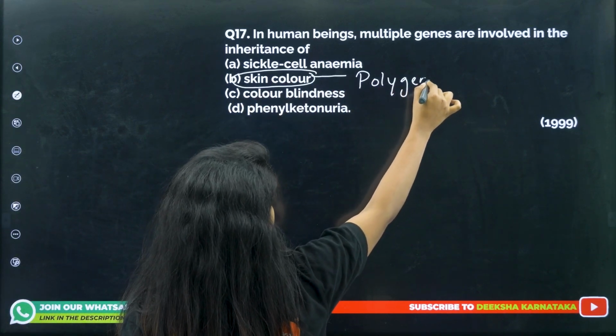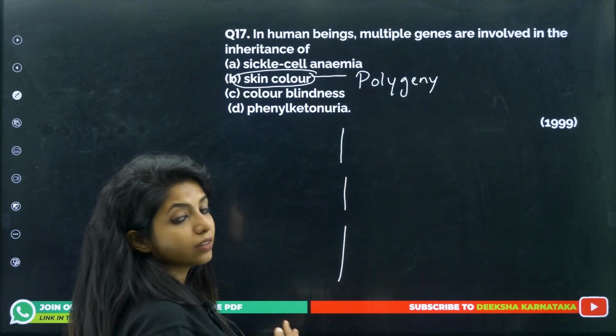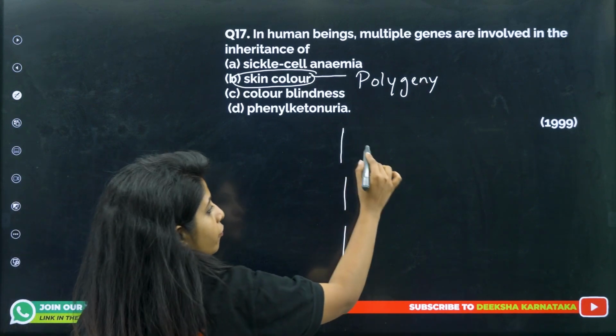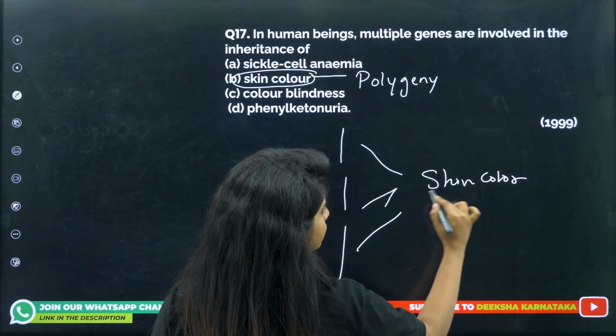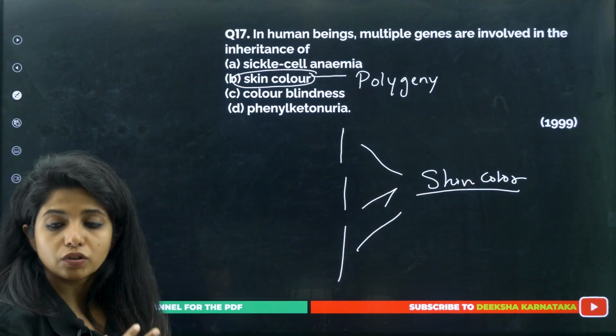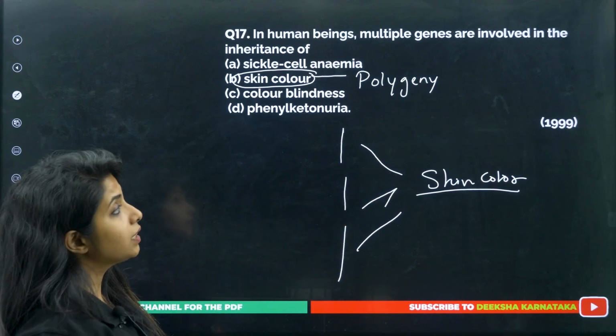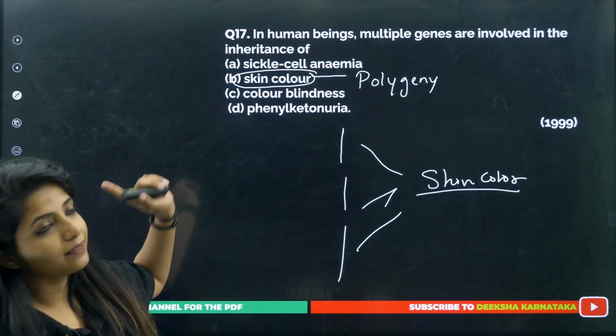What do you mean by polygyny? As in, you have two to three separate or 3 or more separate genes for controlling one thing, that is skin color. Usually one gene is responsible for one trait, but over here 3 genes or more than 3 genes would be responsible for one trait. And skin color is the most famous example of polygyny. Okay, so this is the answer.